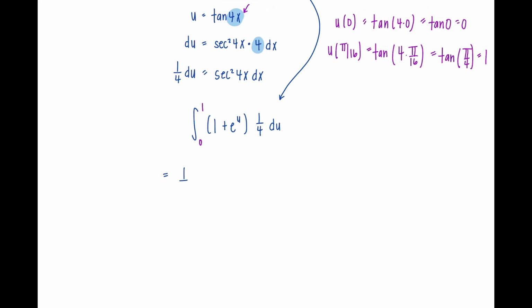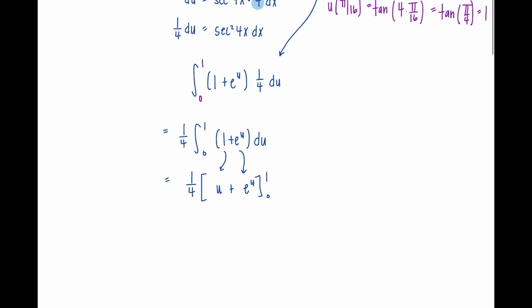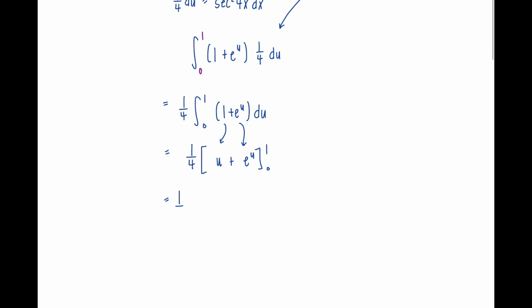Okay, so from here, let me take the 1/4 out. Let's write this cleaner. And we have the integral from 0 to 1 of 1 plus e to the u du. And then we could just start integrating. So we have 1/4 integral of 1 plus e to the u, our antiderivative is u plus e to the u, and then we're going to evaluate from 0 to 1, plugging in upper limit minus lower limit. Leave the 1/4 all the way out. Don't get it all messy for no reason.